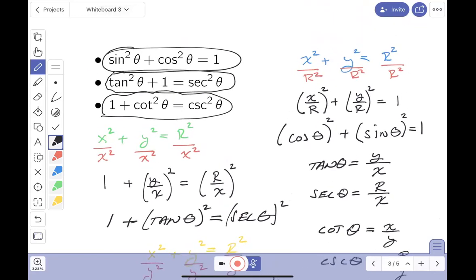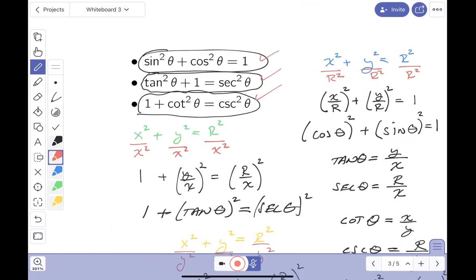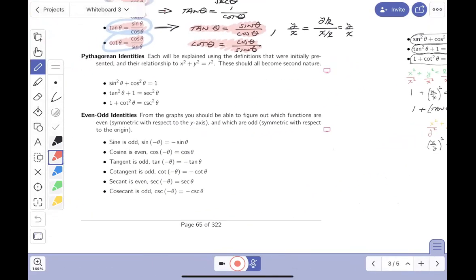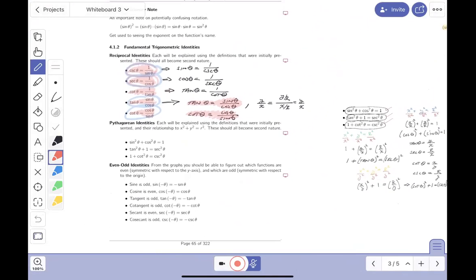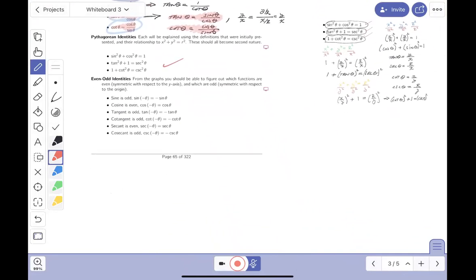So let's point this out. We just derived these three things over here. They need to be known. All right, let's go to the next thing. And we just look at the notes. So we've talked about these really basic fundamental trigonometric identities or reciprocal identities. The Pythagorean identities, we just did that. And now we're going to move on to this business over here.